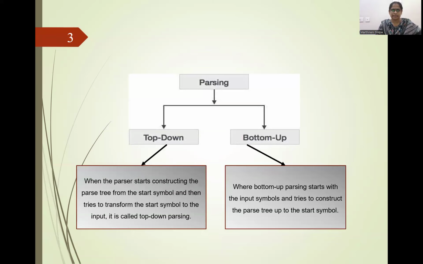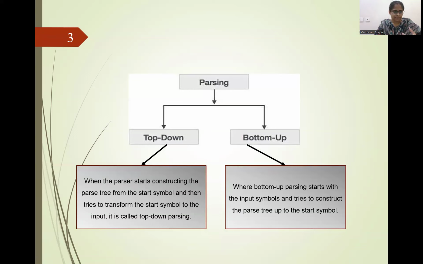And this parsing can be done in two ways. The first is top-down parsing and the second is bottom-up parsing. What is meant by top-down parsing? What is meant by bottom-up parsing? Top-down parsing is done from root to leaf. The parse tree is constructed from the root node to the leaf node. And in bottom-up parsing, it is done from the leaf node to the root node.